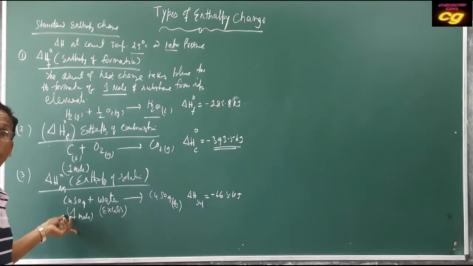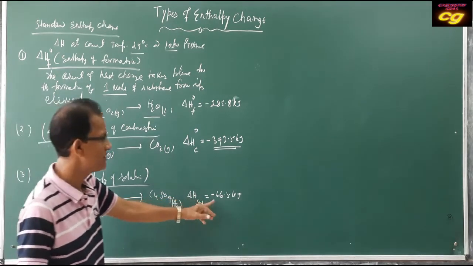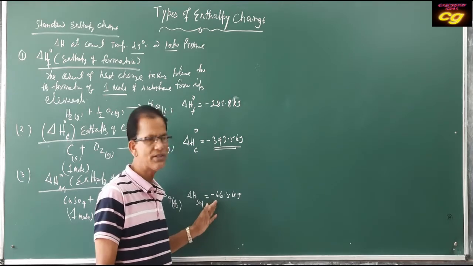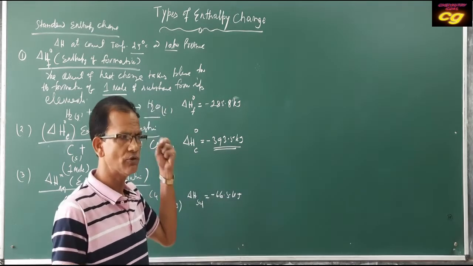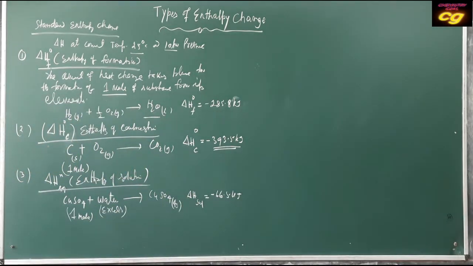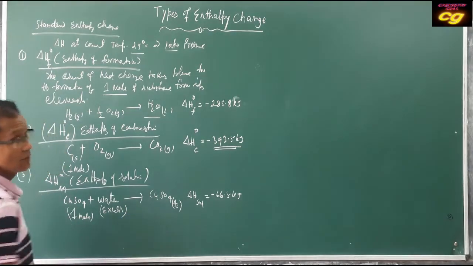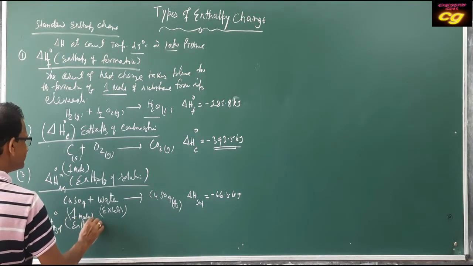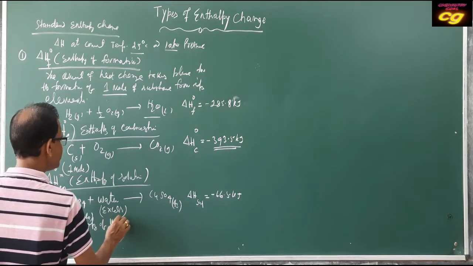For dissolving 1 mole of copper sulfate in water, how much is the heat change? Heat change here is mainly exothermic. Delta H negative means exothermic. Heat evolved means exothermic. Absorbed means positive. So this much amount is evolved for the dissolution of 1 mole of copper sulfate. Then enthalpy of hydration, delta H hyd, standard state, all are in standard state. Enthalpy of hydration.